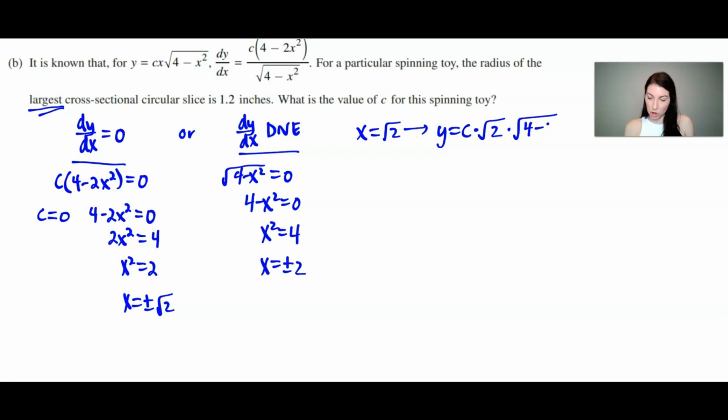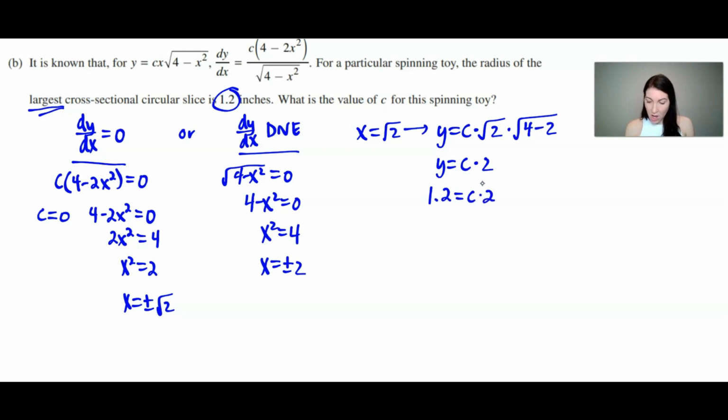Well, root 2 squared is just 2. So then I would have, let's see, root 2 times root 2 is 2. So right now I have y equals c times 2. And the y value, well, that's going to be the same thing as the radius, because in our problem they described that the spinning toy comes from that function y and it's rotated around. So therefore the radius would be the value of y, which would be 1.2.